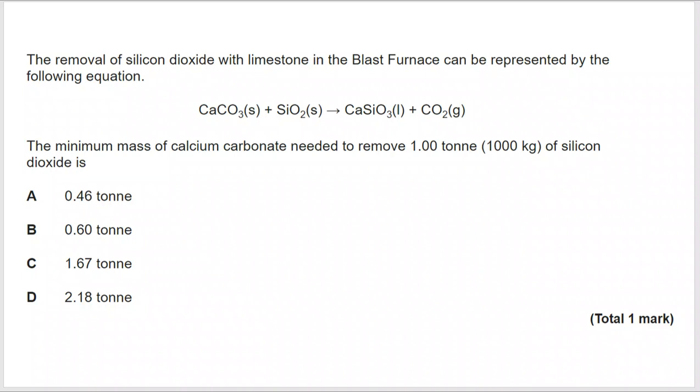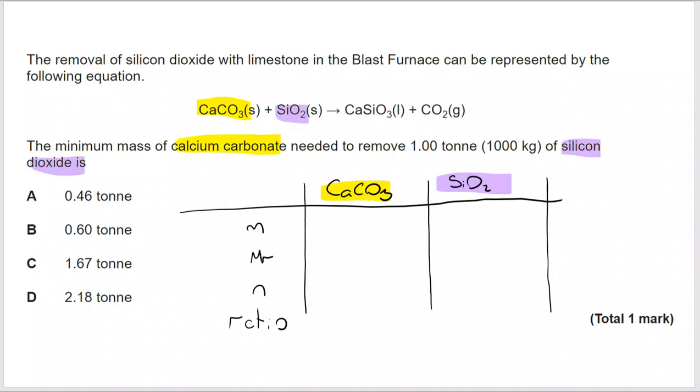So we have got a reacting masses question. So let's start by drawing out the table. We're interested in the species we know about and the species we want to know about. So that's the calcium carbonate and the silicon dioxide. We're told that we're starting with 1,000 kilograms of silicon dioxide. Technically, you should be converting that into grams and then converting back to kilograms later. You can actually get away with it on this question.